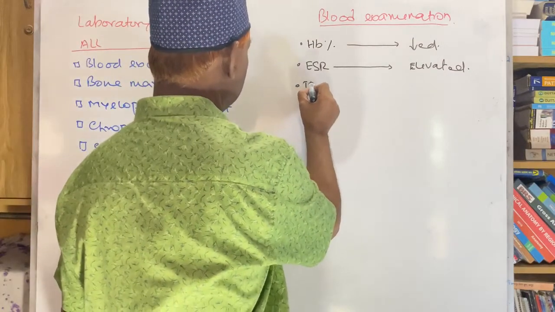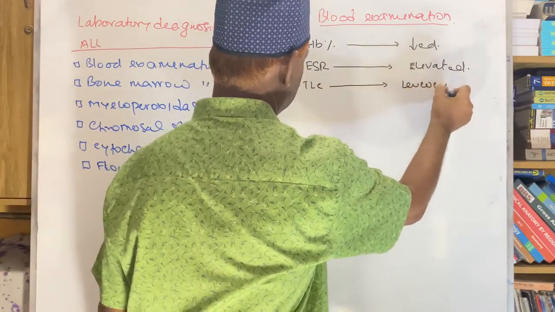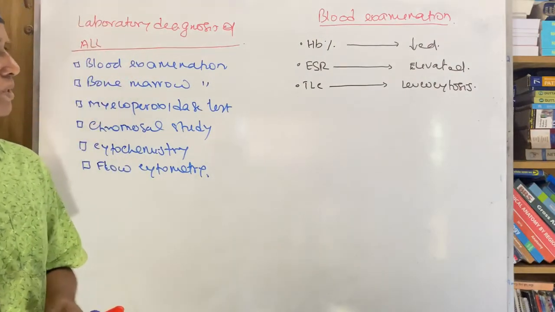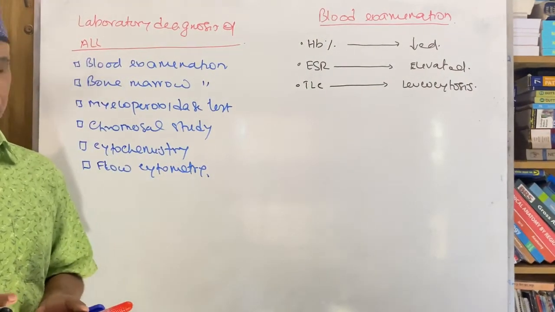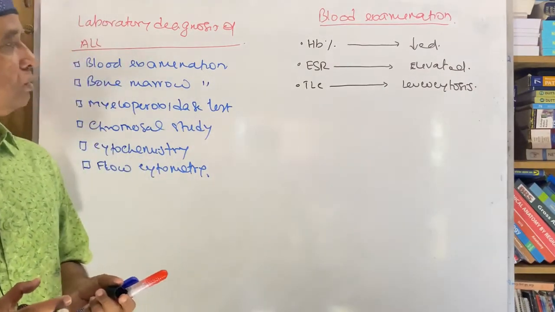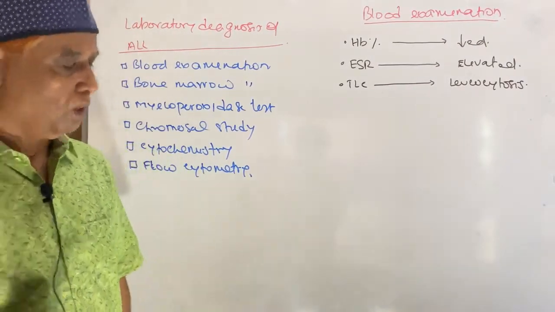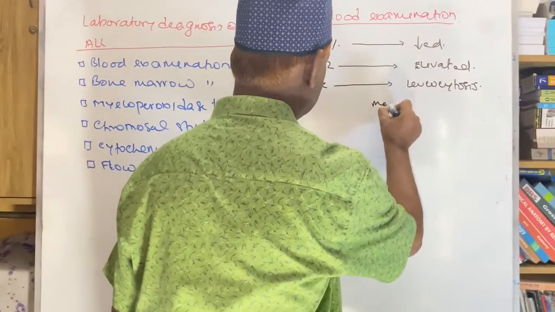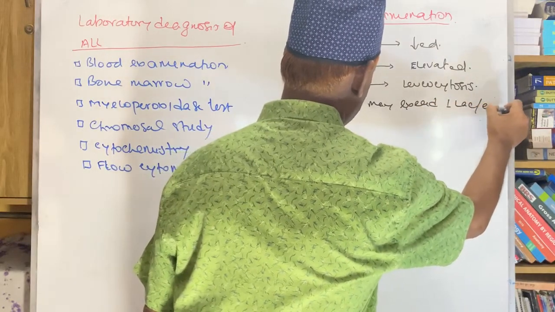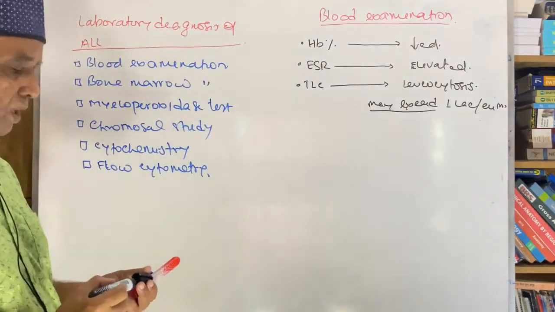Then total leukocyte count. It will be leukocytosis. Dear audience, you know the normal total count of WBC is 4,000 to 11,000 per cubic millimeter of blood. It will be increased. It is called leukocytosis, and the total count of WBC may exceed 1 lakh per cubic millimeter of blood.